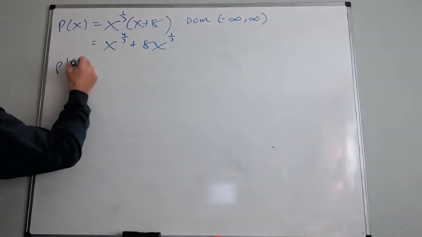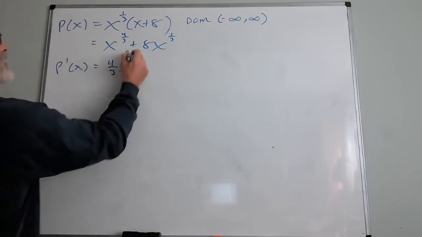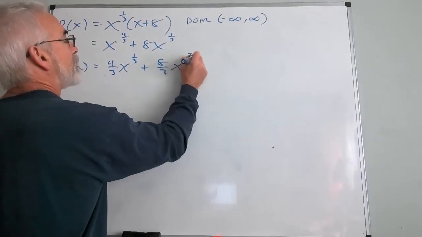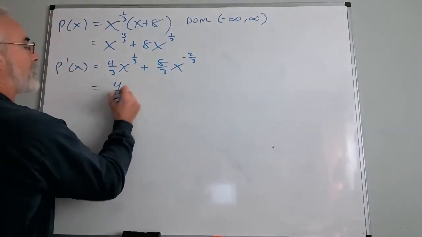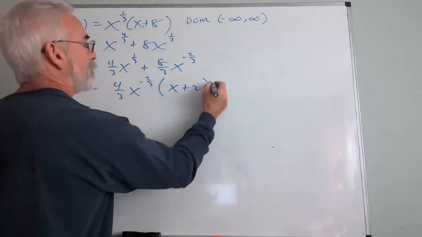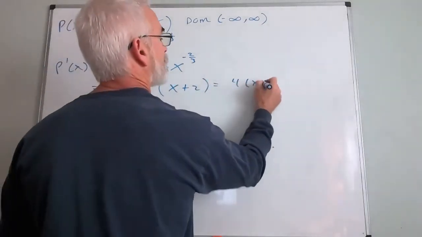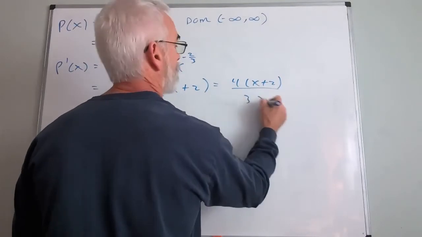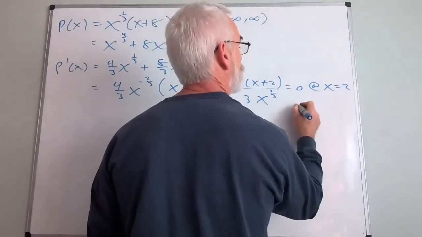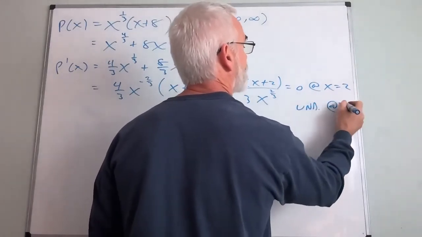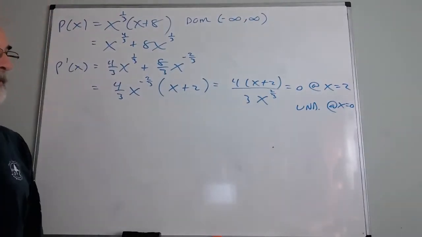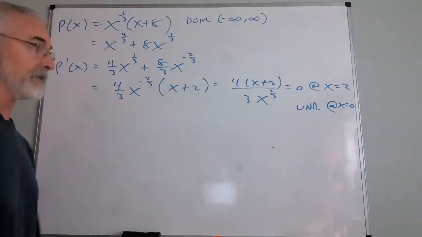So p prime of x is 4/3 x to the 1/3 plus 8/3 x to the -2/3. So that's 4/3 x to the -2/3 times x plus 2, or 4 times x plus 2 over 3x to the 2/3. This is 0 at x equals -2. It's undefined at x equals 0. That means something interesting is happening at x equals 0, but it is not a horizontal tangent.